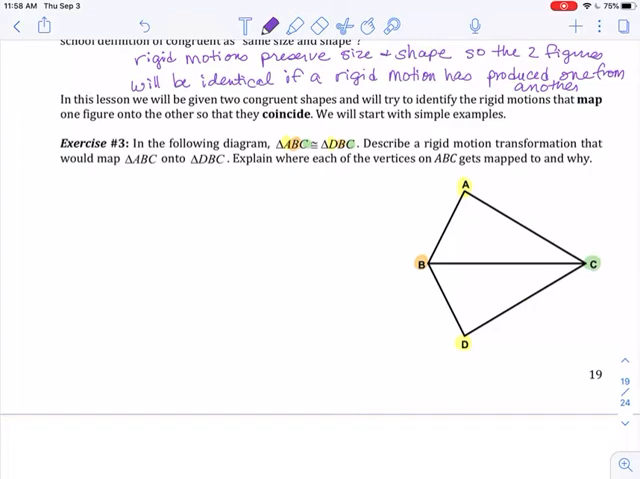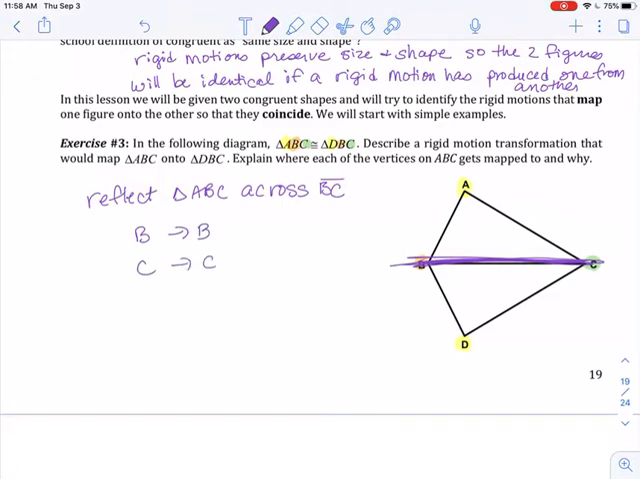The only way that the A is going to match up with the D down here, and the B stays the same and C stays the same, is if I actually did a reflection and flipped it over line BC. So I reflect triangle ABC across BC. That is the rigid motion. When I do that, B maps to B, C maps to C, and A maps to D.